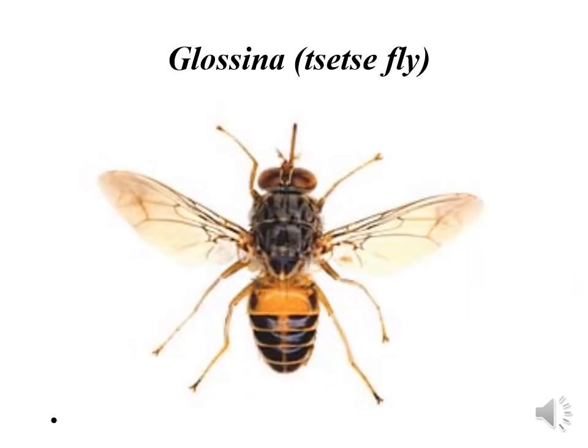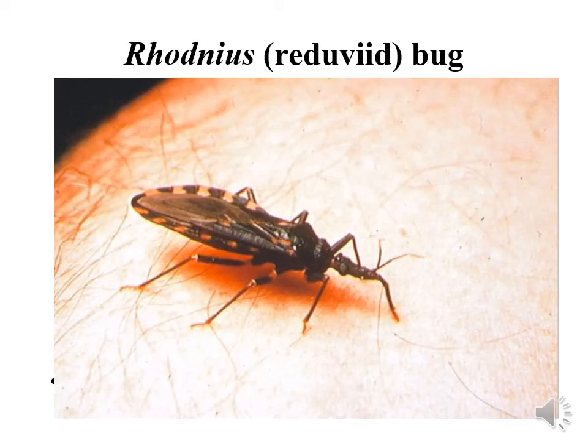In Africa, sleeping sickness is transmitted by the Glossina, what is known as the tsetse fly. It is comparatively a big, colorful fly, as you see here. In South America, Chagas disease, which is caused by Trypanosoma cruzi, is transmitted in the feces of these bugs, which are known as Rhodnius bugs or reduviid bugs.